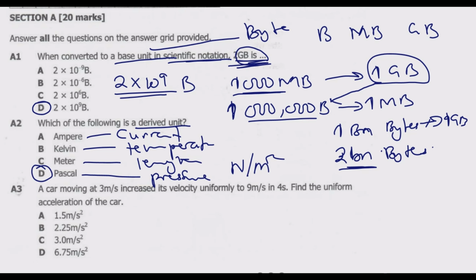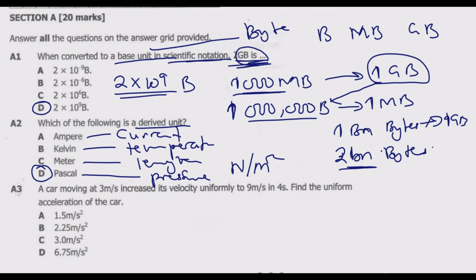So when you're talking about derived unit, you are saying is basically the measure that is derived from another one. Like volume is a derived measure from length. Let us look at question 3. A car moving at 3 meters per second increases its velocity uniformly to 9 meters per second in 4 seconds. Find the uniform acceleration of the car.